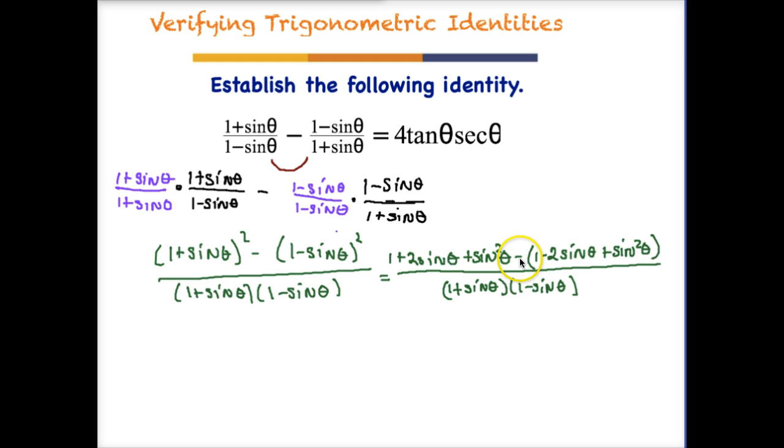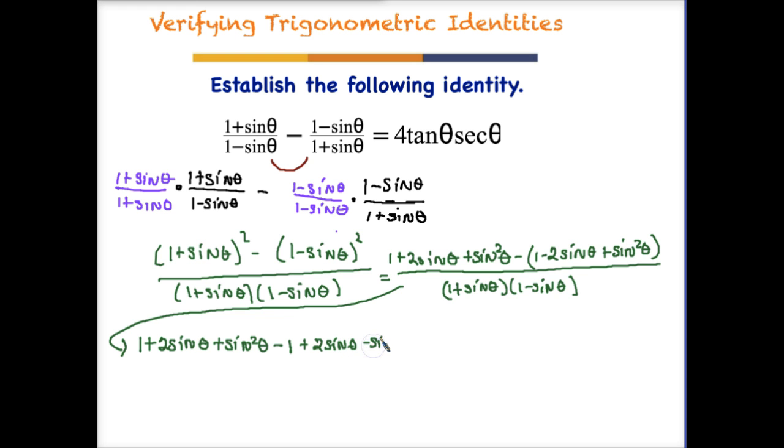Now that I've FOILed this, I'm ready to distribute the negative into the parentheses. So let's come over here and write what we have. We have all these terms, and then we have minus 1, then plus 2 sine theta, and finally minus sine squared theta. Now let's FOIL the denominator. Again, we have a conjugate, so we can use a shortcut. We can do first term squared, which would just be 1, minus second term squared, which is sine squared theta.